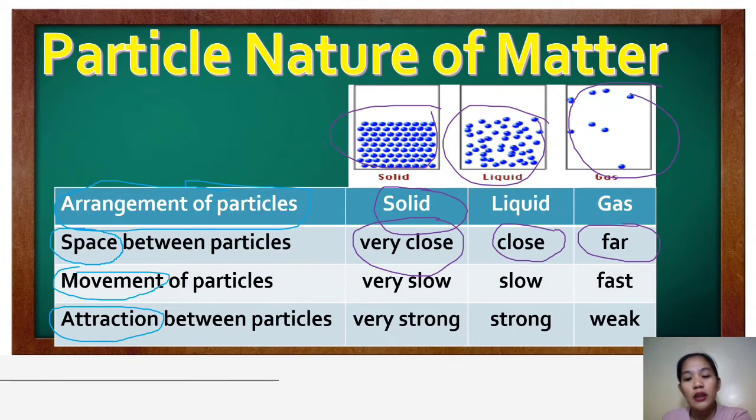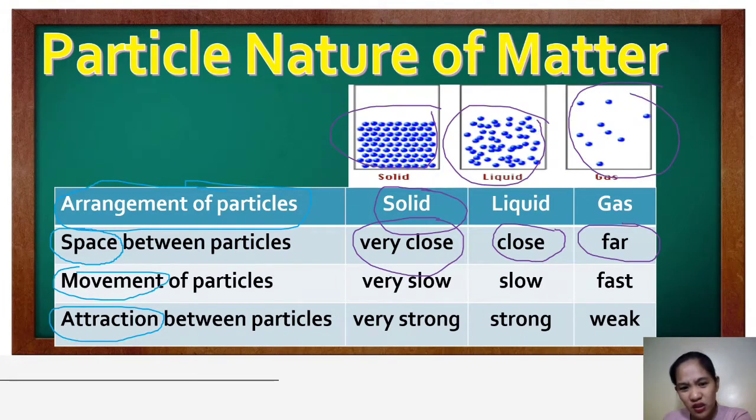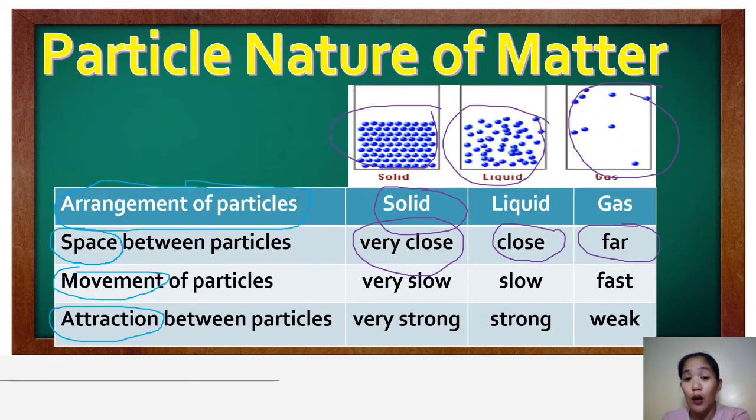So this actually explains why it's hard for solid to compress, because if you look, the space between the particles is already very close, so it is not compressible. As you learned in the lower grades, solid is incompressible, liquid can be compressed but only a little, and gas can be compressed.